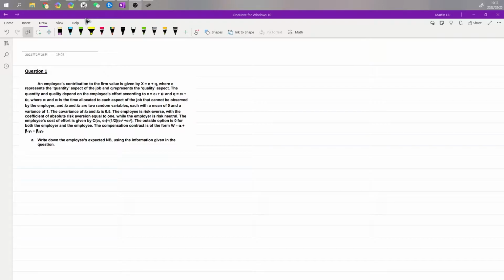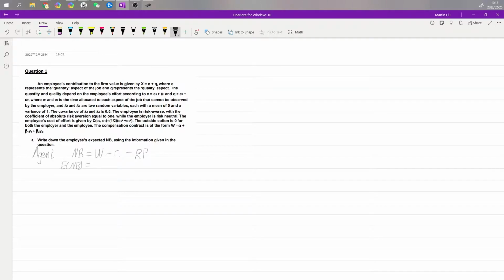So for part A, it asks you to write down the employee's expected net benefits using the information given in the question. One important part is that since it's the employee, it's basically the agent's net benefits. And when we mention net benefits, it's always the wage subtracted by its cost. And since the agent is risk averse, we will have this kind of risk premium attached to it. And the question asks you for the expected value of net benefits. So what we are looking for is expected NB.